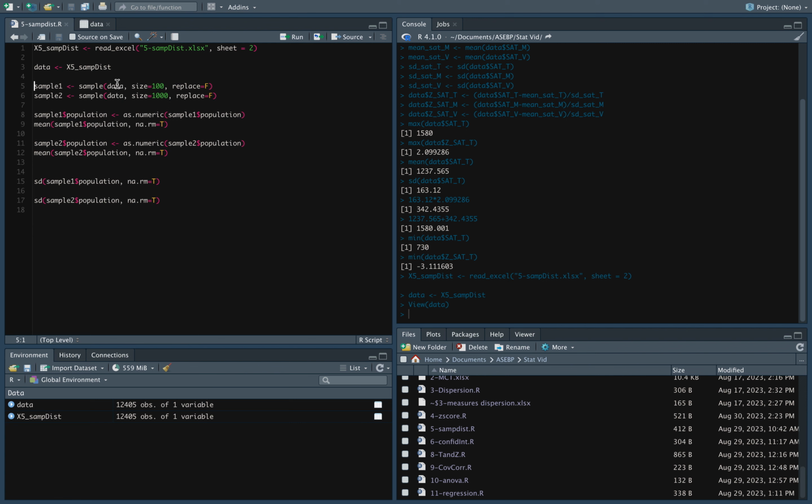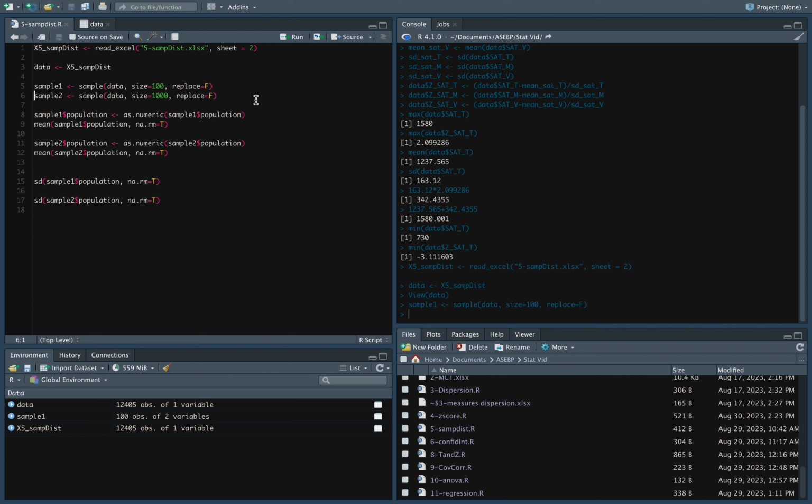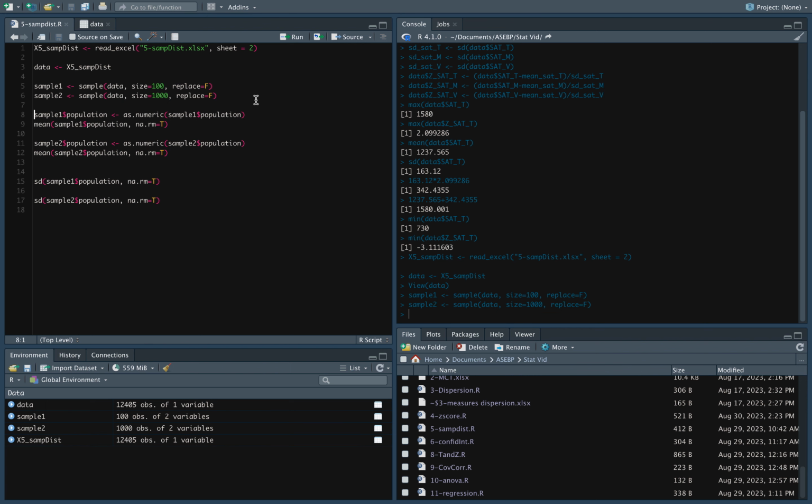We're going to sample from our data. The sample size is going to be 100, and we're not using replacement, meaning the same values can only be sampled once, and it won't sample the same values multiple times. So there's sample 1. And we can do the same thing for sample 2, except the size this time is going to be bigger. We're going to do a sample size of 1,000.